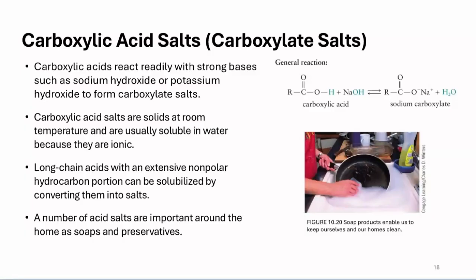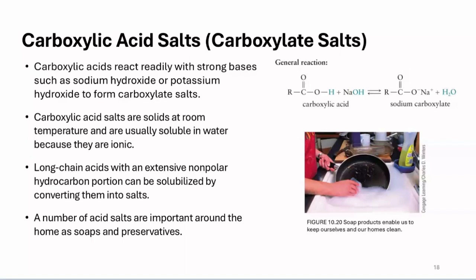Let's now learn how carboxylic acids react with bases. We just saw that if you place carboxylic acids in water, they can act as weak acids and lose a proton. When carboxylic acids are reacted with strong bases like sodium hydroxide or potassium hydroxide, they form what are called carboxylate salts.